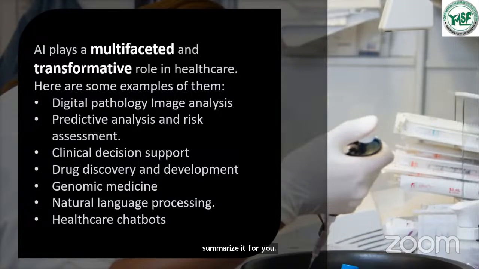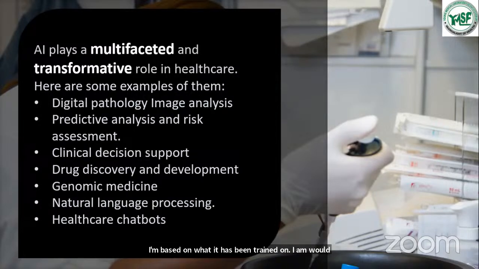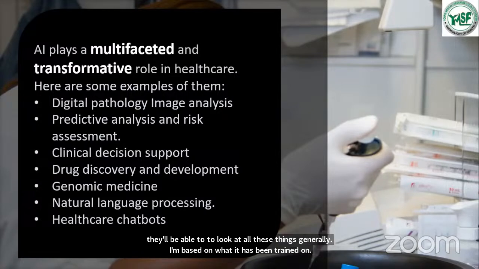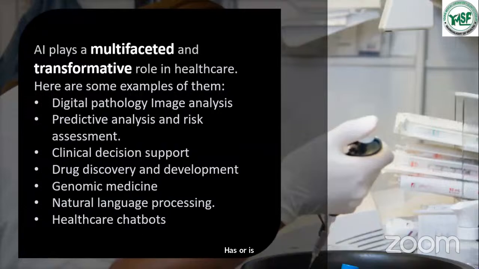You can give it a lab test result, right? Usually in a lab test result, you have so many variables there. You have the red blood cell, the white blood cell, the count, the this, the that, the hormonal assay, and all those things. So you can just pass this into the AI model. The AI model will be able to look at all these things generally, and based on what it has been trained on, it will tell you that, okay, this person with this particular set of lab results possibly has this particular disease, right? So there is a lot of potential in that area.